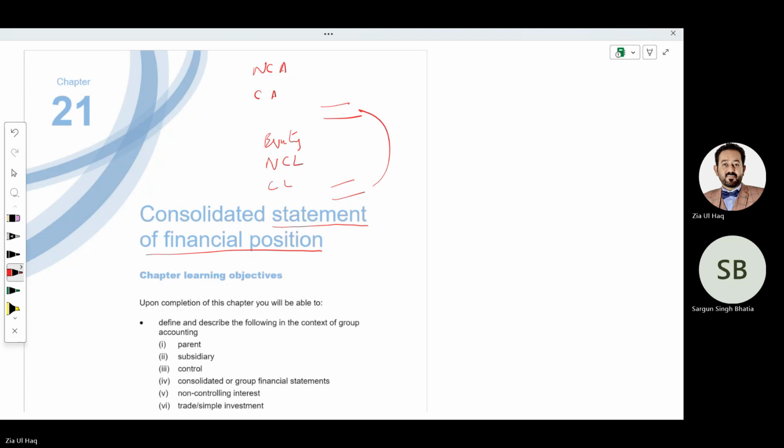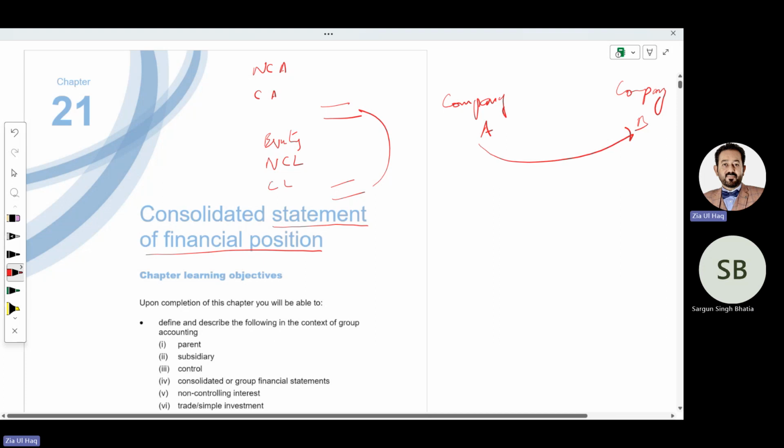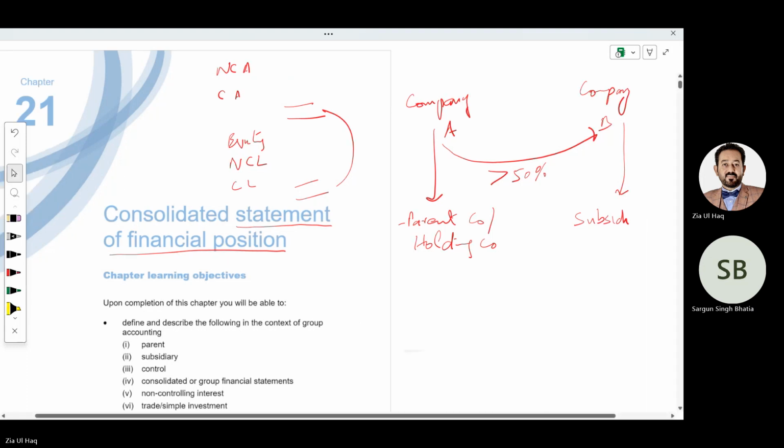What is meant by consolidated? Suppose there is a company A and another company, company B. If this company A has acquired company B, meaning purchased company B by more than 50% holding, meaning company A has bought more than 50% shares of company B. In that case, company A will be called parent company or holding company, and company B will be called subsidiary of company A.